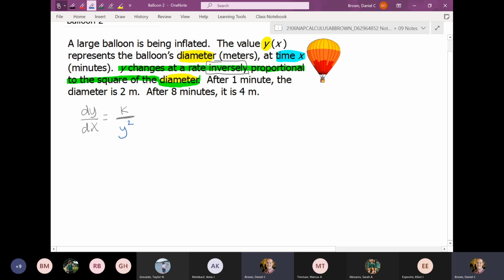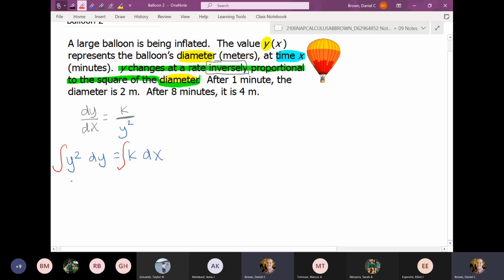Looking at this, unfortunately, it's not one of the special cases. It's not ky, it's k over y squared. So we are going to have to go through the calculus of separating, taking the integral, and going from there. Let's go ahead and separate the variables. I'm going to multiply by y squared, and then multiply by dx. Basically, we're cross multiplying. I've separated my variables.